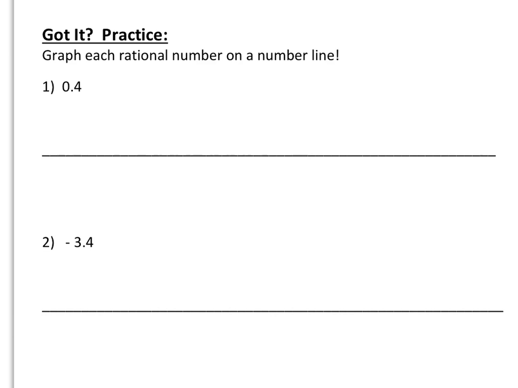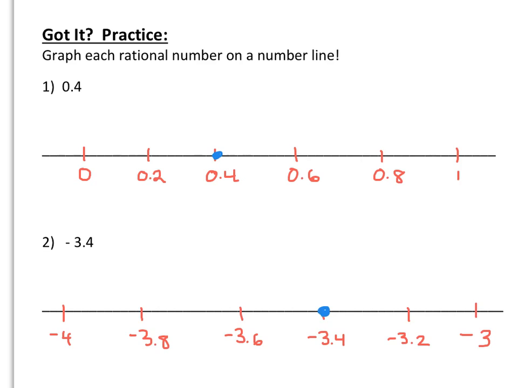Now that you had some time to work on these problems, let's go ahead and talk about each rational number that you placed on a number line. The answer for number 1, here's the graph. My range is from 0 to 1, and my increments are 2/10 for each tick mark. The answer for number 2, the rational number of negative 3 is placed between the ranges of negative 3 and negative 4, and each increment I jumped was 2/10.